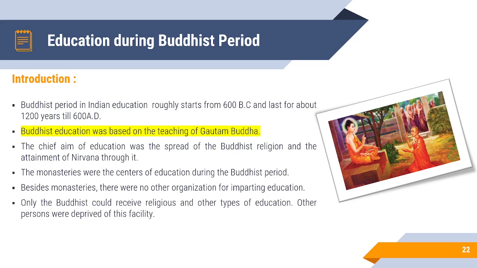The monasteries were the center of education during the Buddhist period, and besides monasteries, there was no other organization for imparting education. Only the Buddhists could receive religious and other types of education. Other persons were deprived of this facility.